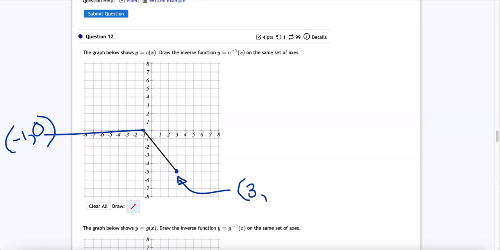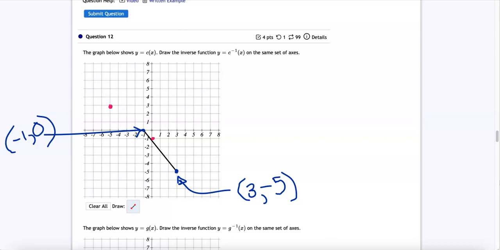So once you just identify 2 of the points on this line segment, then you can take those 2 points and just switch the x and y coordinates of them, and that would tell you where you want to draw your inverse function. So instead of -1, 0, I need to put a point at 0, -1. And instead of 3, -5, I need -5, 3.